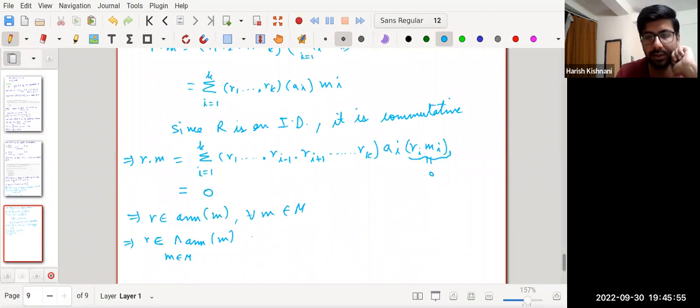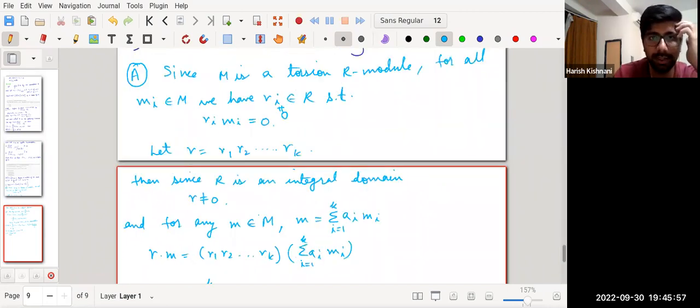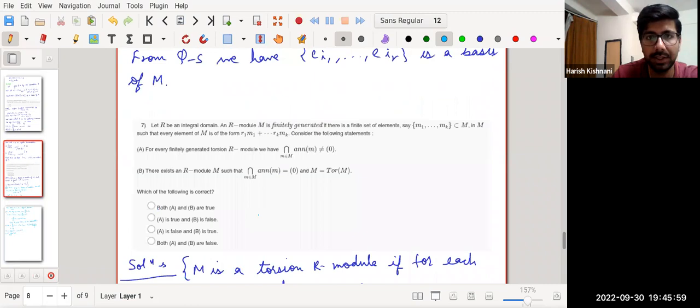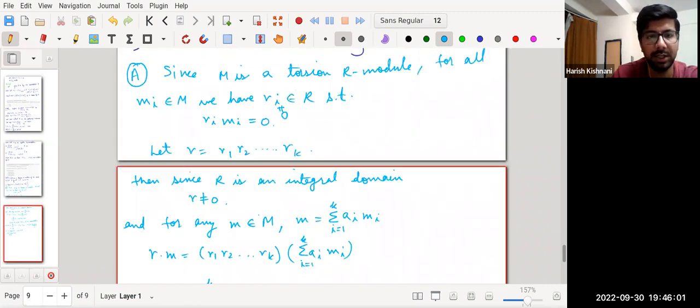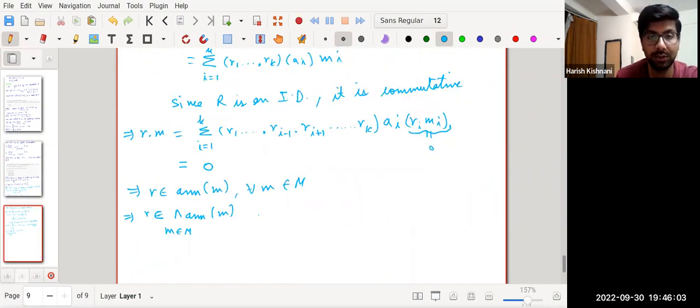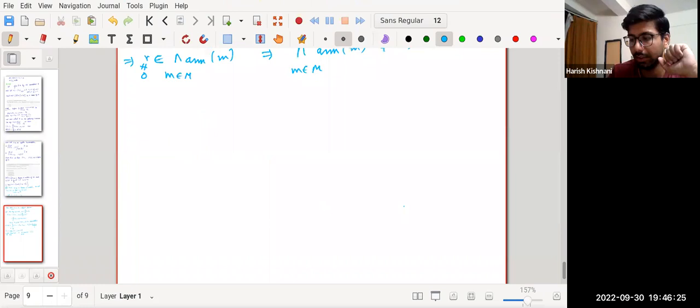And this is what we are supposed to prove, right? We need to show that this intersection is non-empty. So r is non-zero, yes, it's non-zero. So r is there. This implies that this intersection is not equal to zero, right? Yeah. So that's the first part.